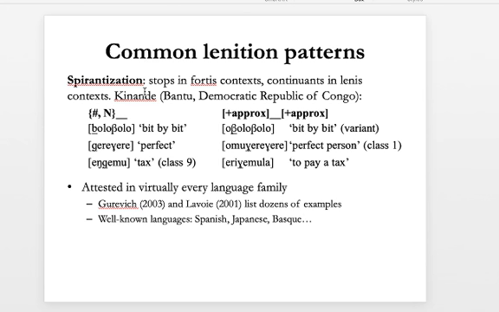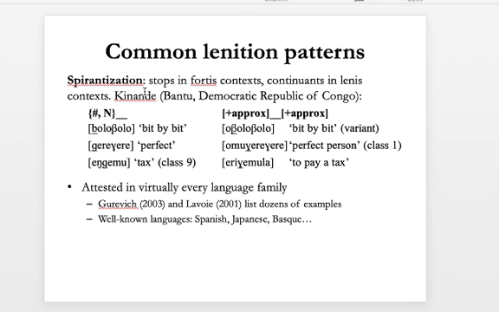So here are two of the most common versions of this. This first one is possibly the most common lenition pattern in the entire world, and it's referred to as spirantization. What does spirantization mean? It means that there are certain consonants in these languages that in one set of contexts, which I'll refer to as the fortis or strong contexts, are realized as stops, in this case voice stops.